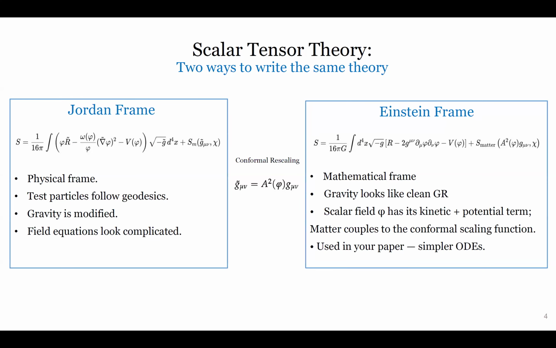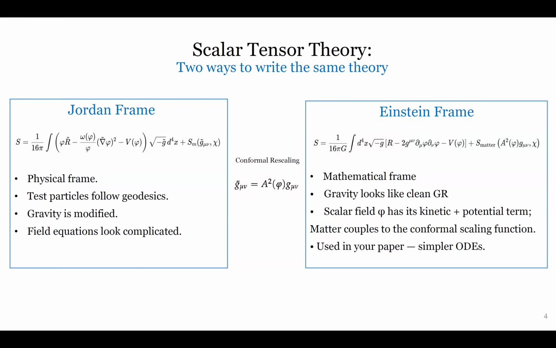So there are two ways to write this theory. One is in the Jordan frame, and the other one is in the Einstein frame. The Jordan frame is the usual physical frame that we have, where the scalar field is non-minimally coupled to the curvature, making the field equations very complicated to solve.